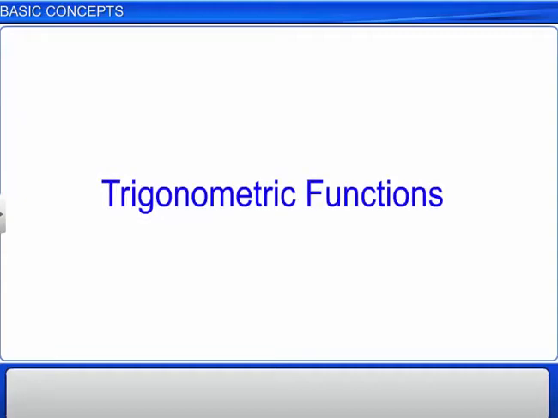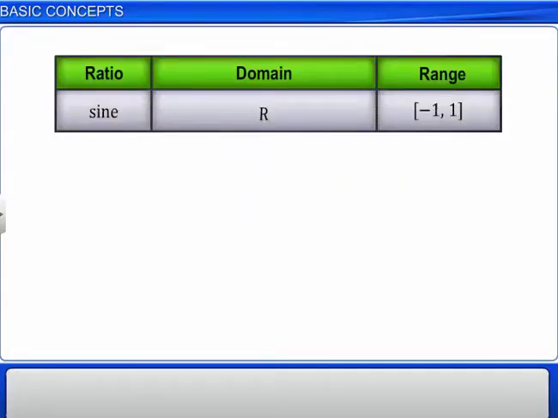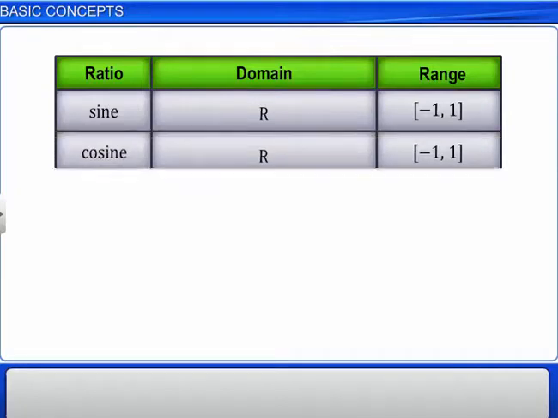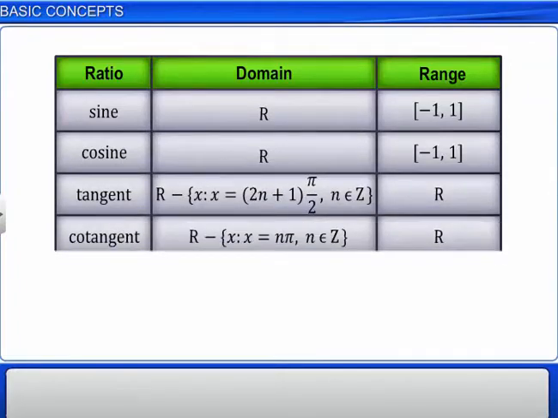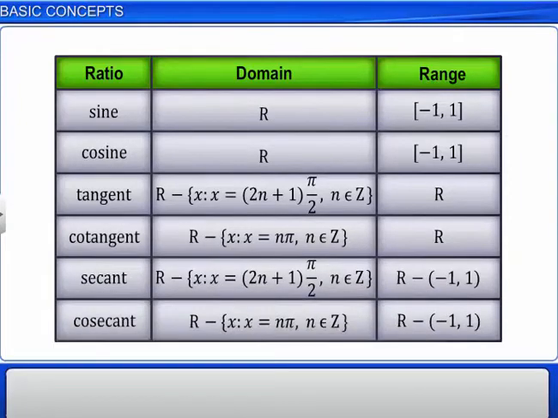Let us sum up the domain and range of all the trigonometric functions that you studied in class 11th. The sine function has the set of real numbers as its domain and the closed interval -1, 1 as the range. The cosine function has the set of real numbers as its domain and the closed interval -1, 1 as the range. Similarly, the domains and ranges of other trigonometric functions, namely tangent, cotangent, secant, and cosecant, are shown here.